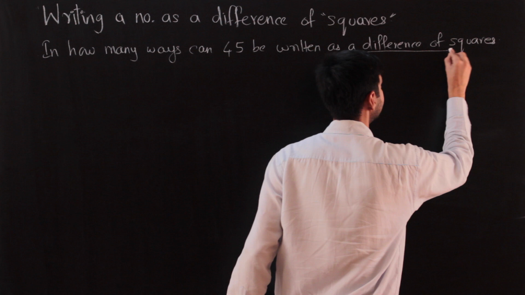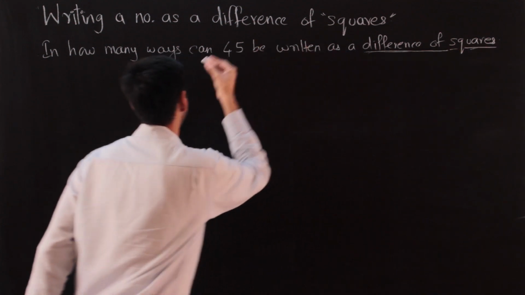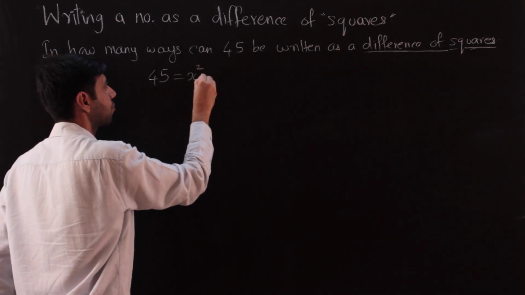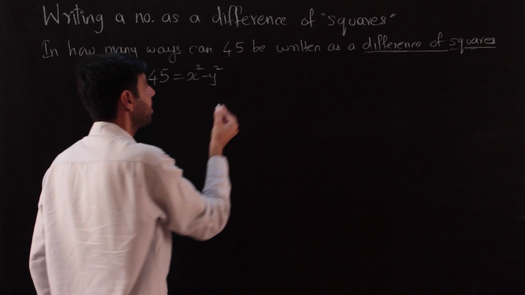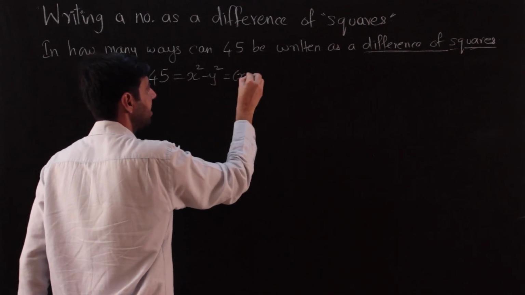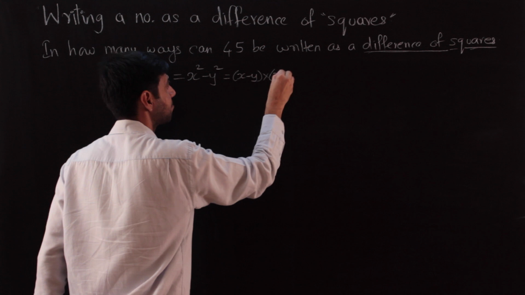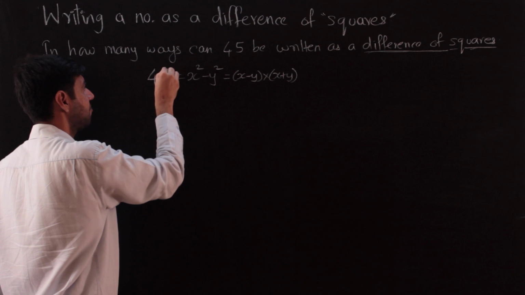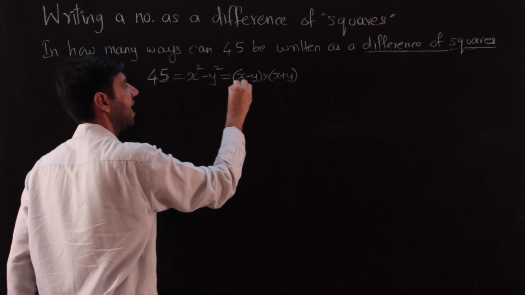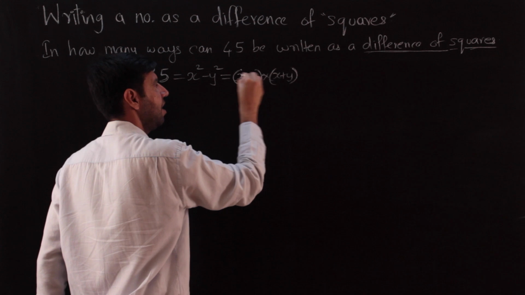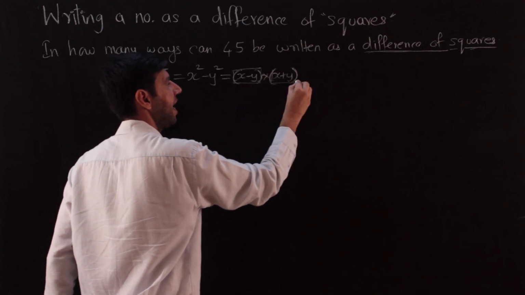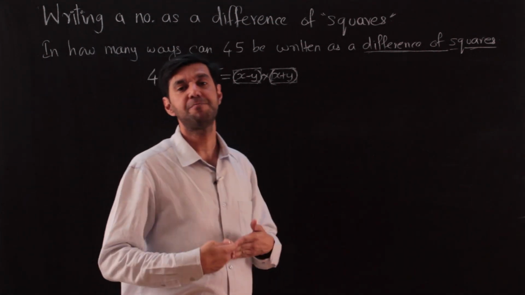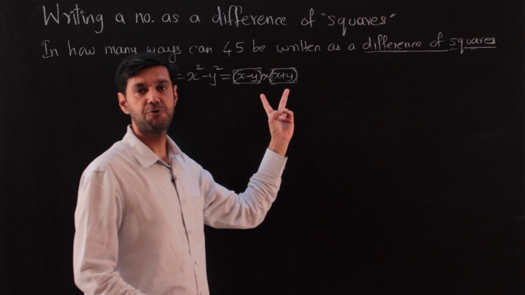The question is using the language difference of squares. To represent it, we take x and y: x square minus y square, which can be factorized as x minus y into x plus y. So 45 has to be written as a product of two numbers. x minus y could be one number, x plus y could be another number. So it becomes a product of two numbers, and this is what our first type of question was, writing a number as a product of two numbers.